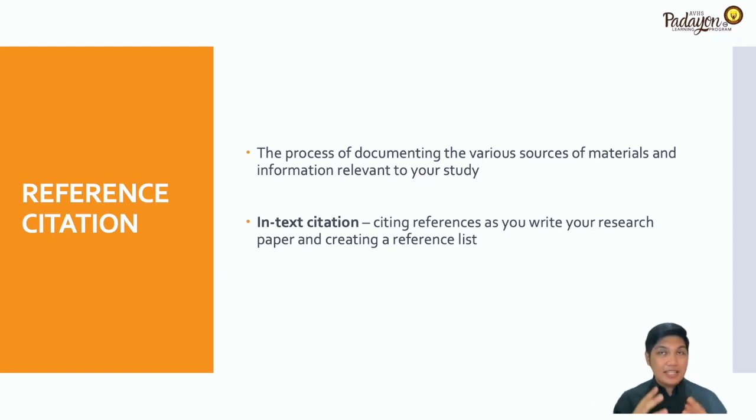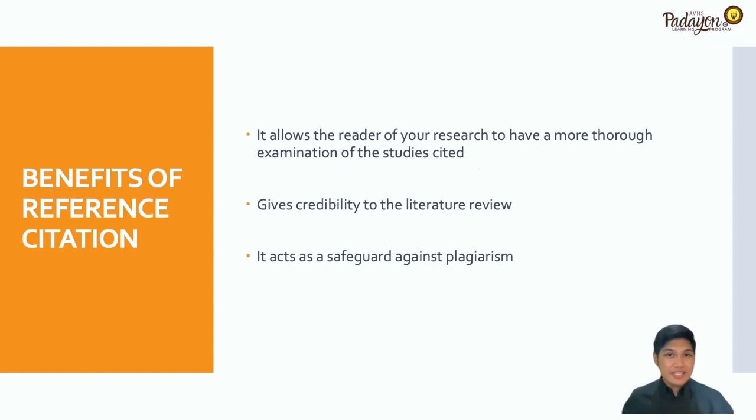And aside from that type of citation, you need to have a reference list at the end of your research paper. Okay, so usually it's found at the back part of your research paper. So it should be connected. The in-text citations that you have in the literature review should have a backup reference at the back of your paper. So what are the benefits of reference citation?